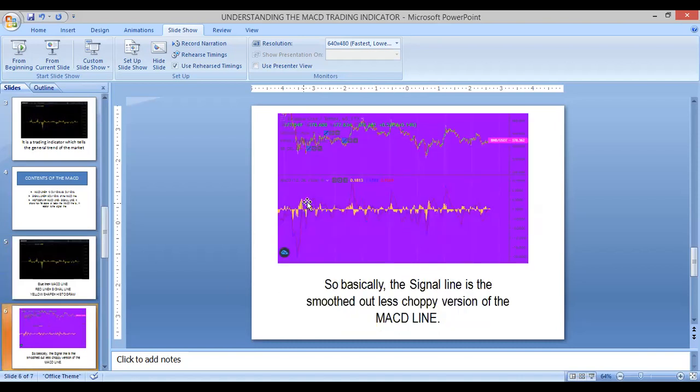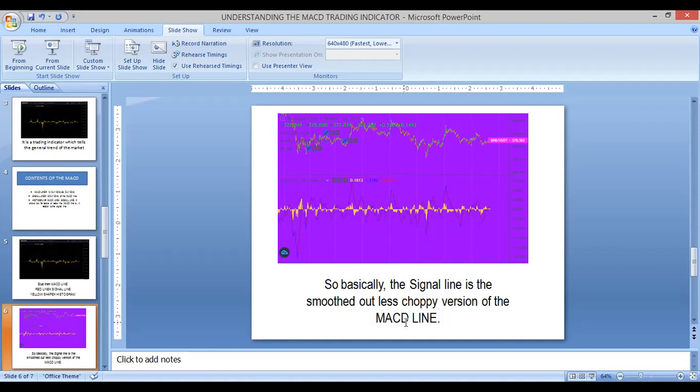Now, this is also the MACD. You can see here, I just decided to change the color of my trading platform, just to show you that you can always modify it to whatever suits you. So basically, the signal line is a smoothed out, less choppy version of the MACD line. What it means is that the signal line is less choppy than the MACD line.